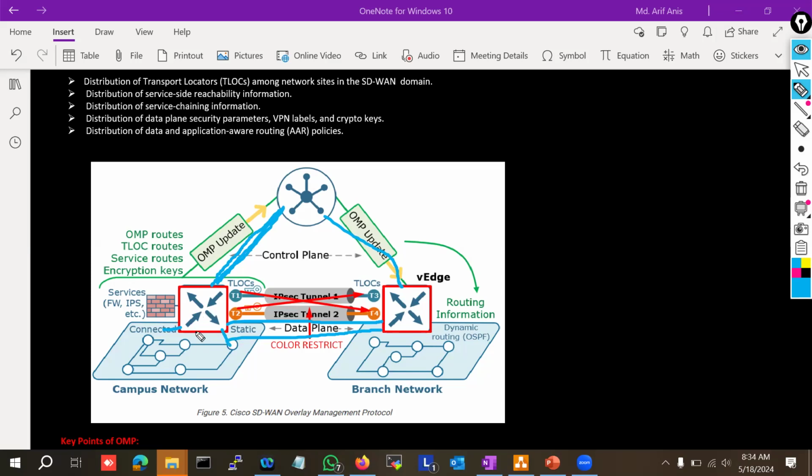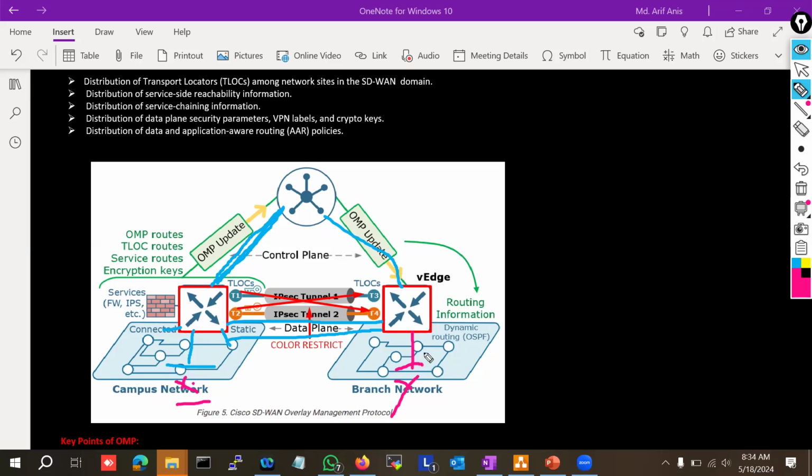Let's say this is the router, and in the routers we have a subnet, again let's say x.x.x subnet here and y.y.y subnet here. If you want to send traffic from this network to this network, you want both networks to communicate.